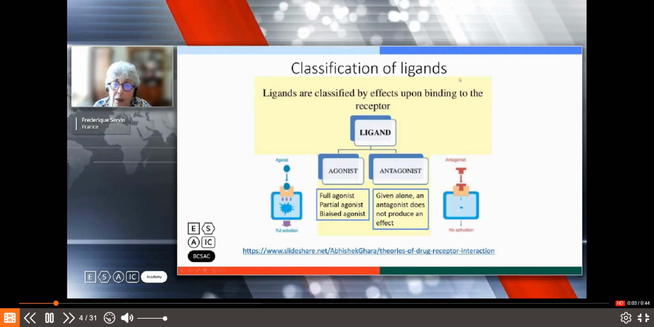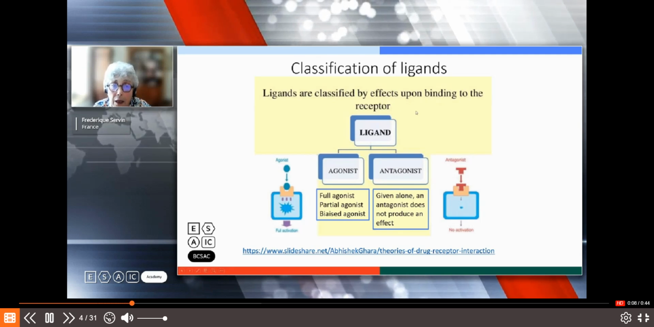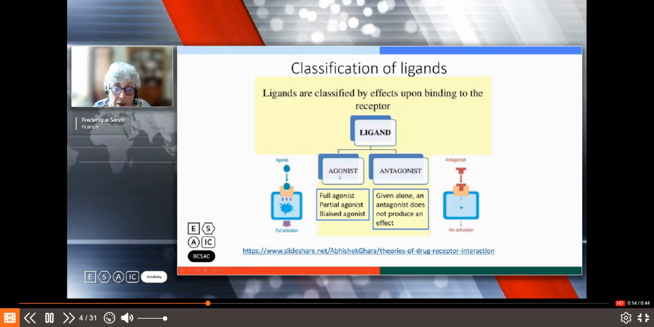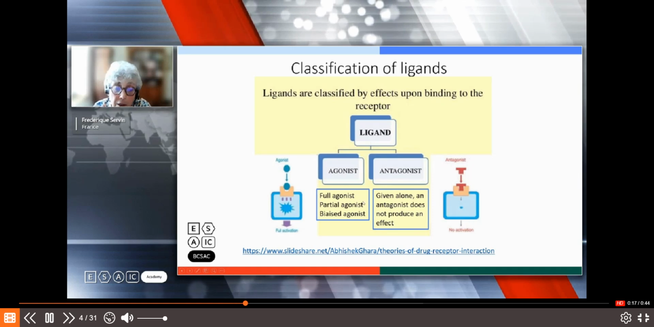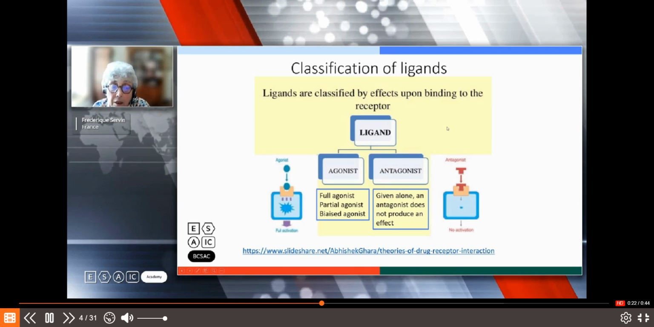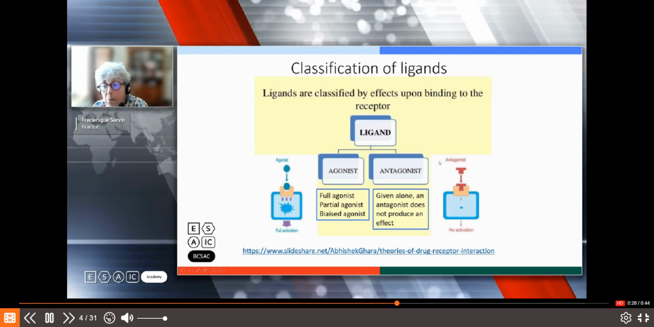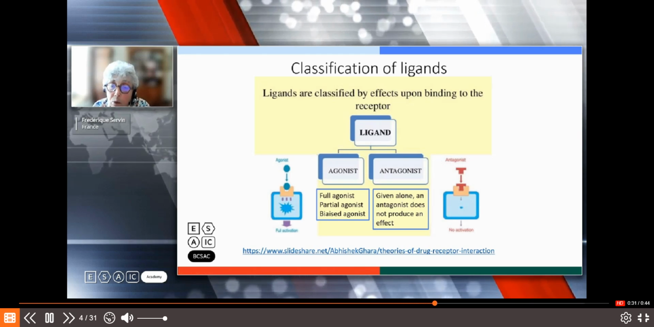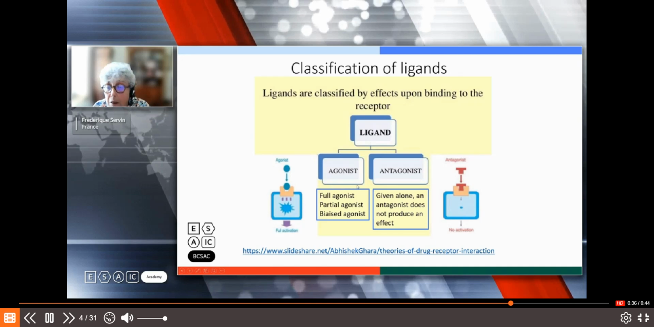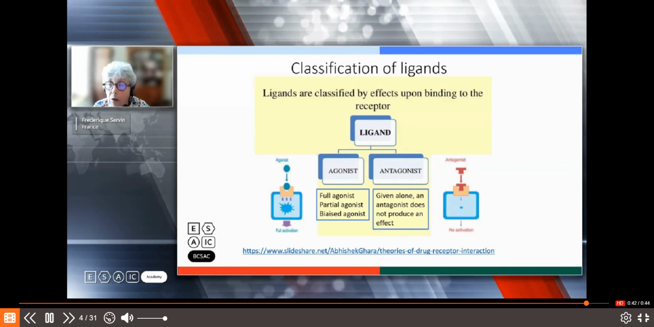The drugs that will link to the receptor are called ligands, and you can classify them by their effects. Most are agonists and can be full agonist, partial agonist, or biased agonist, and some are antagonists. And it is important to know that when an antagonist is given alone, it doesn't produce any effect. It will only link to the receptor when there is an agonist on it, to counteract this agonist.